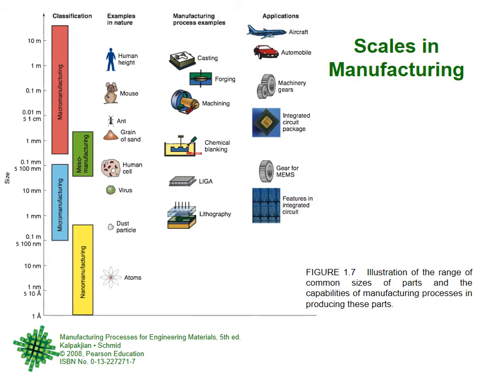Scales in manufacturing. A scale means size, right? So if you see here, from dust particle to virus to cell to mouse to human being, size. In manufacturing, lithography and so on is printing, to machining, to forging, to casting, big parts. In applications, integrated circuits, gears, packages, machinery gears, automobiles, aircraft, size, right? So think about it. Nano manufacturing, meso manufacturing, micro manufacturing, macro manufacturing, right? So this is the classification of manufacturing based on size.